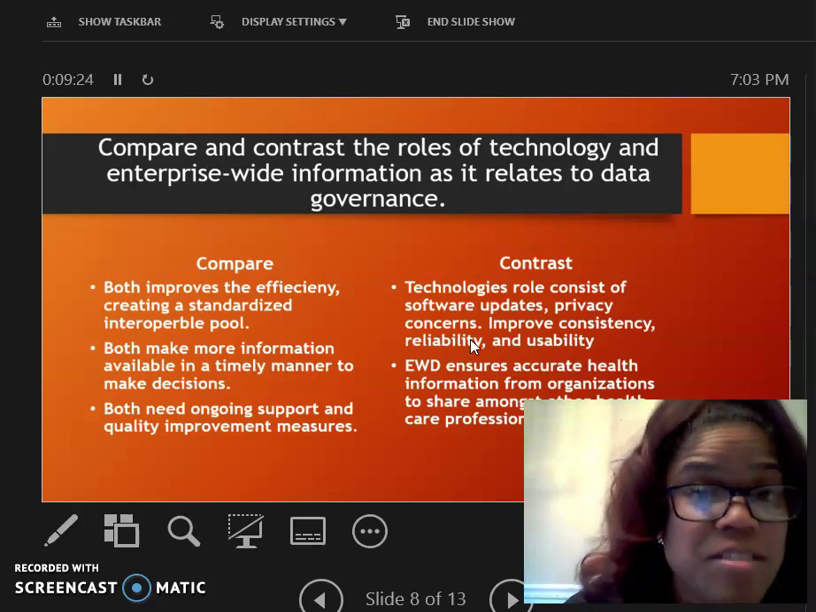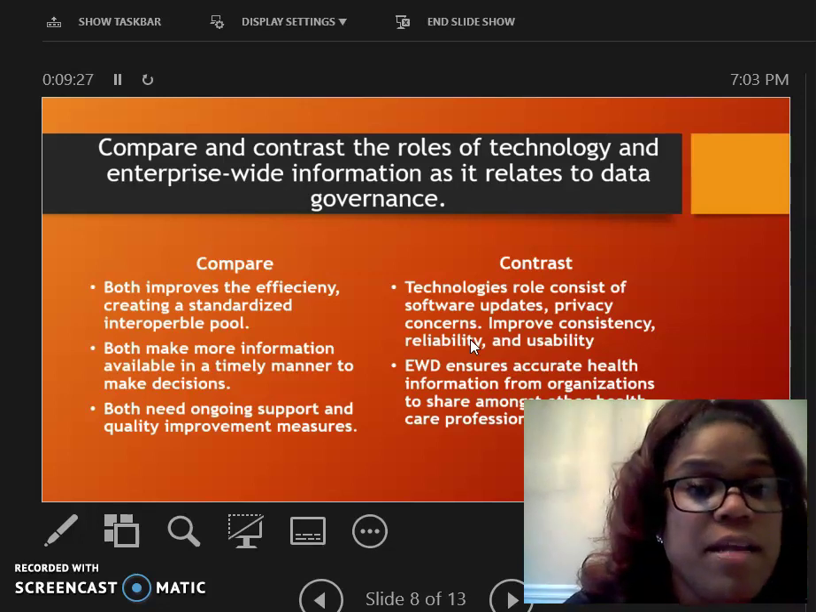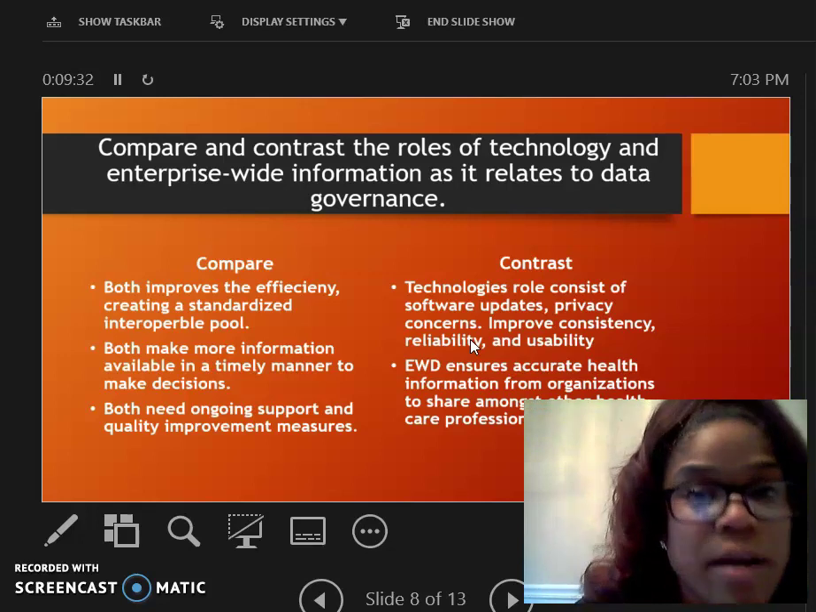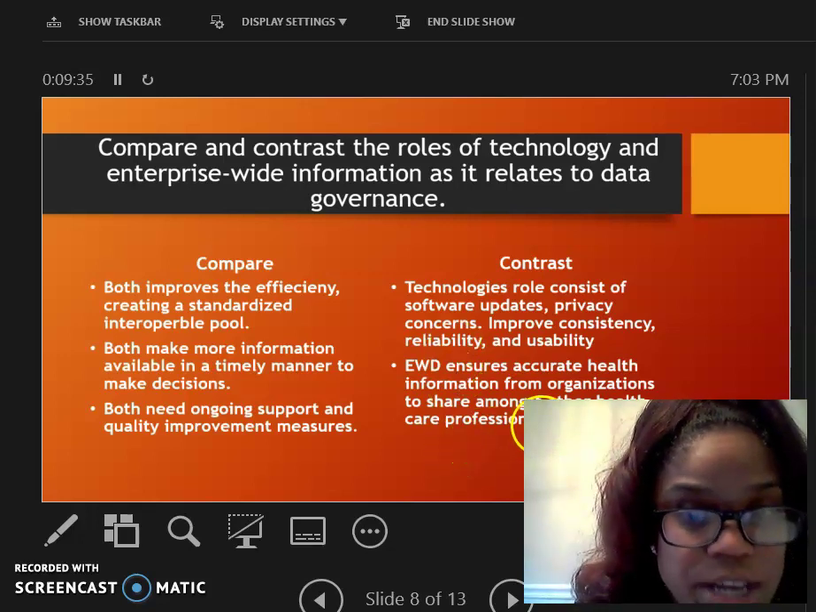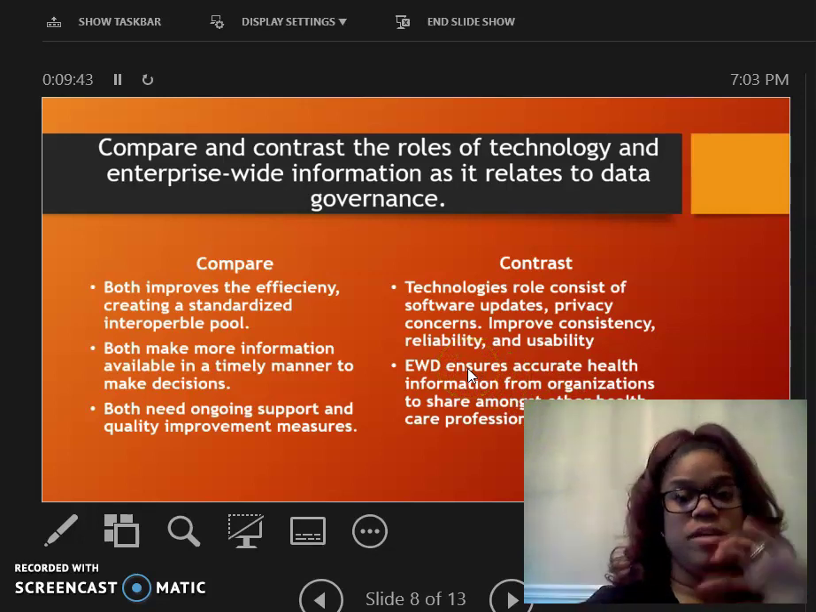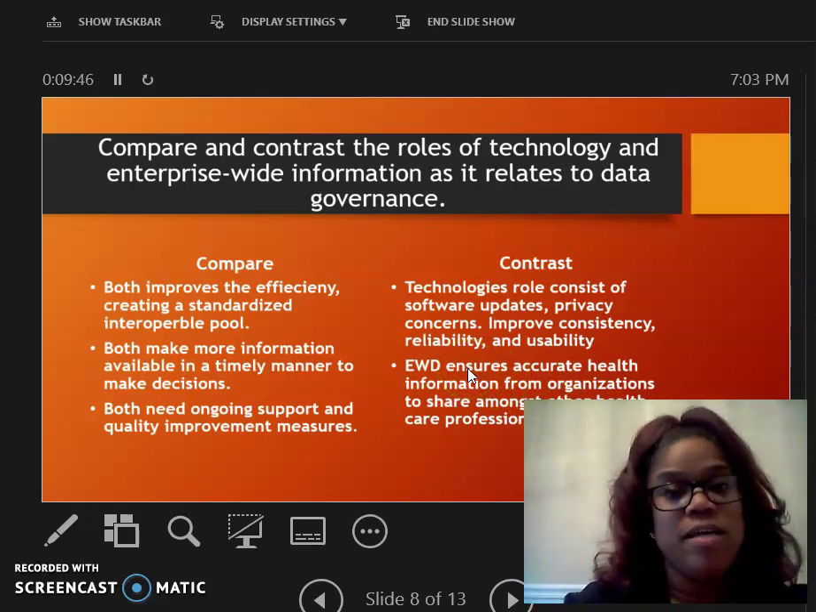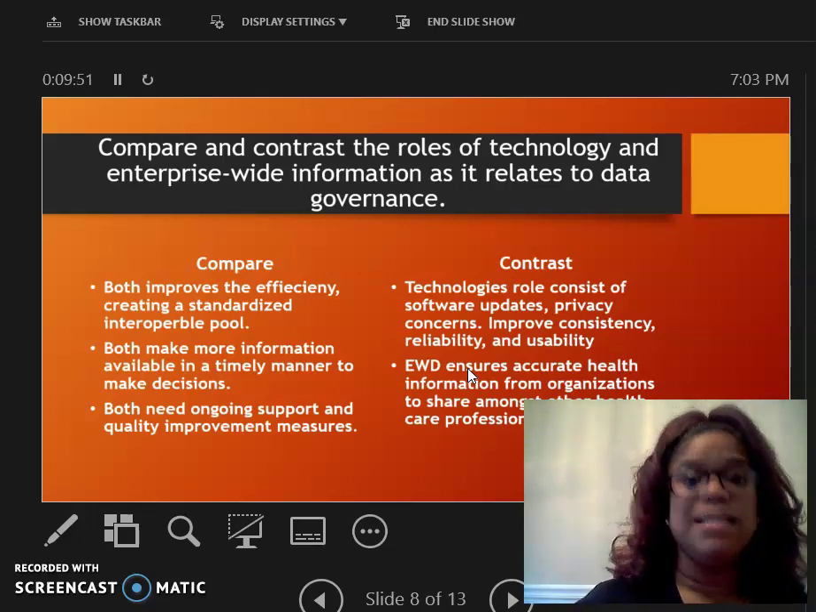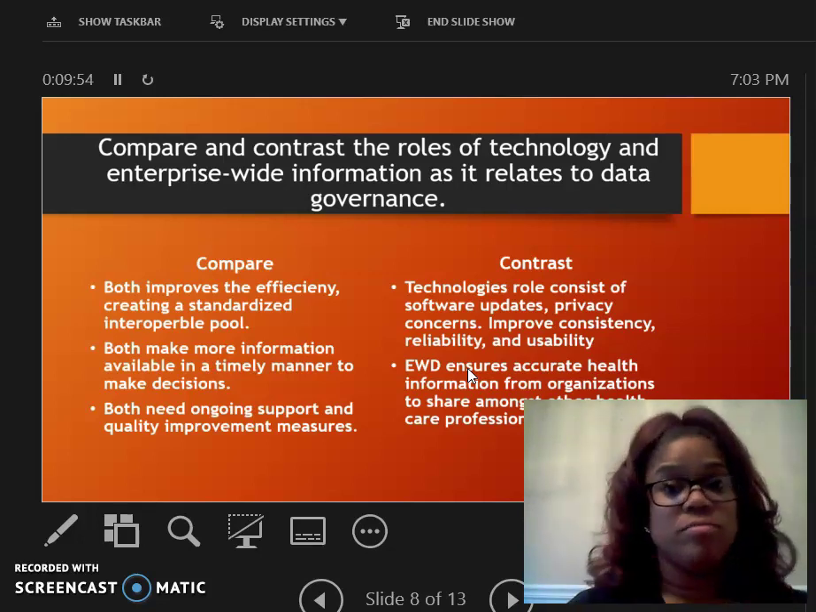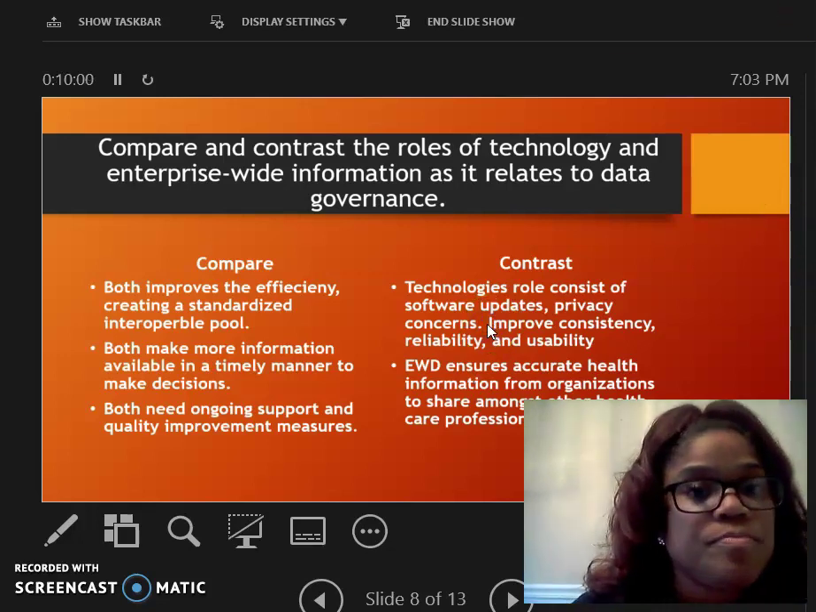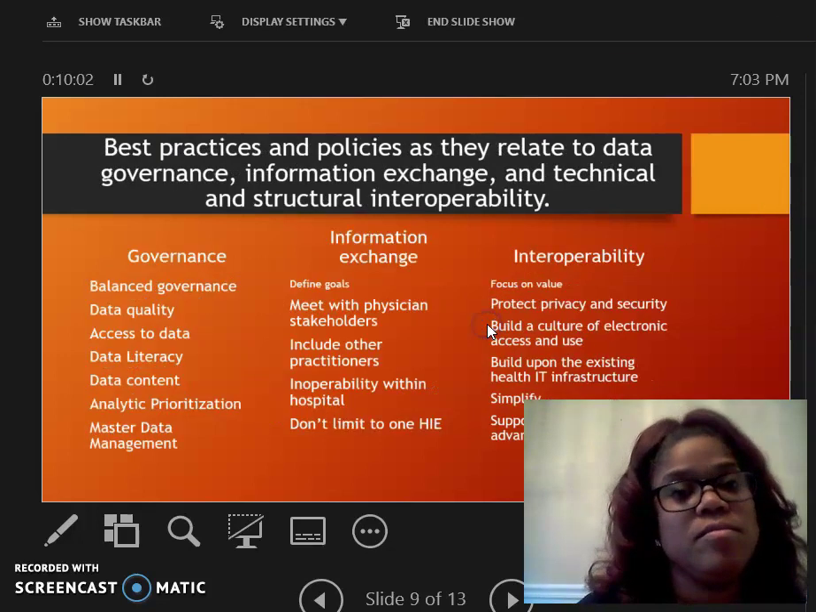improving consistency, reliability, usability, and then enterprise-wide information is to share, basically share amongst other health professionals. So the data is the one that's being received or sent, and technology is just the actual thing that's allowing this to happen. So our software, our privacy safeguards, all that stuff. And my computer is so slow.